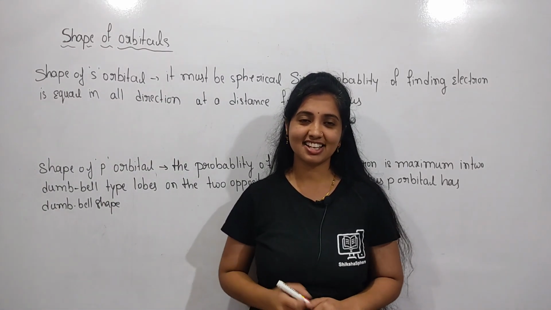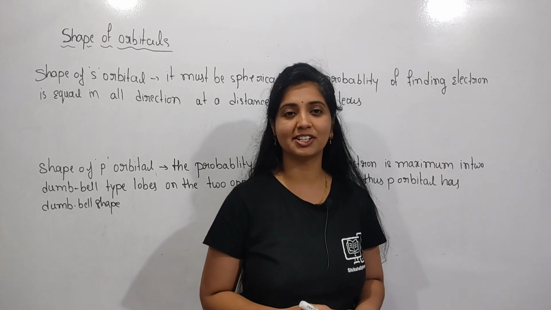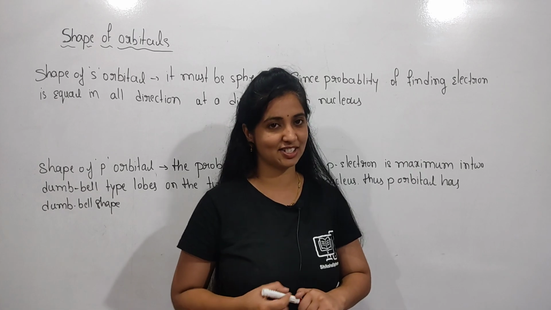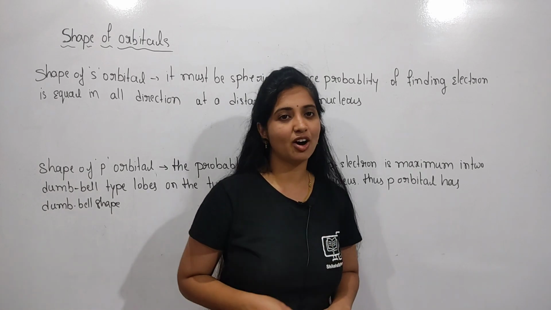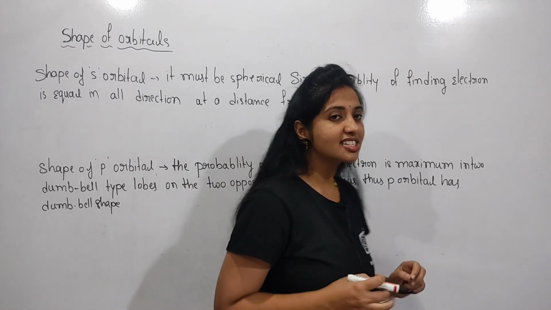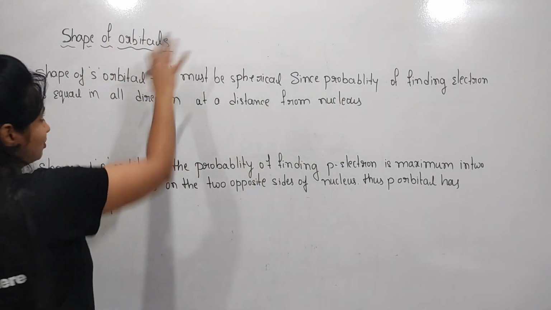Everyone, in previous classes we have already studied the quantum numbers, and with the help of quantum numbers we get an address of an electron, meaning the orbitals, which we have already studied. In today's class I wish to discuss the shapes of orbitals.